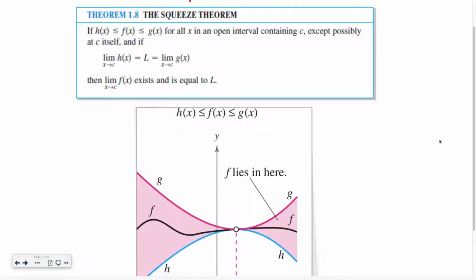Okay, so we have two functions, a third function that's in the middle. The outer functions have a limit towards c that's the same, then that middle one, I mean, its only choice is to have that same limit. So this can be helpful in times where we don't have an algebraic technique to help us.